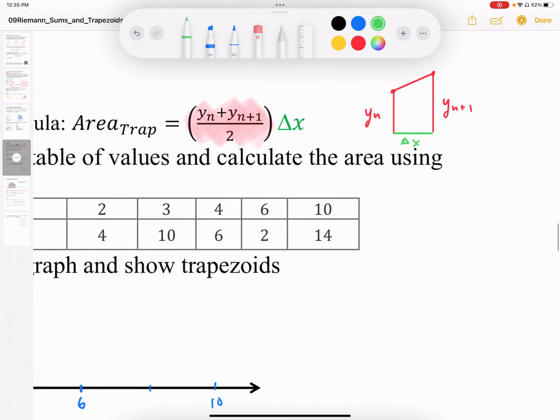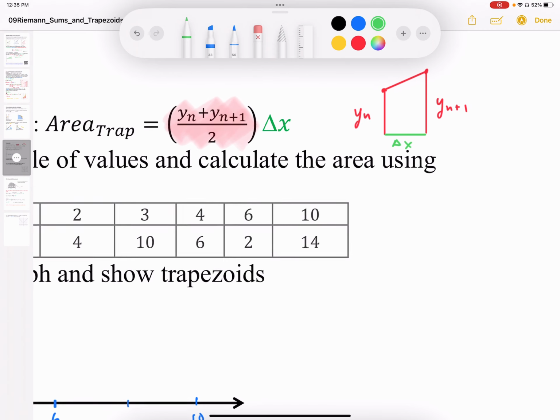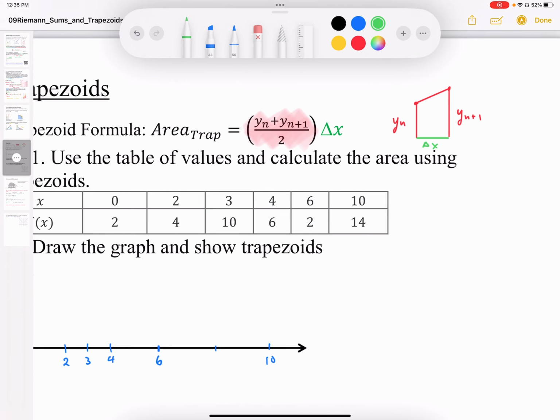So we have y n plus 1, so the heights of the two successive terms. We take the average height, so we divide that by 2, and then multiply it by the interval width, and that will give us the area of that trapezoid.